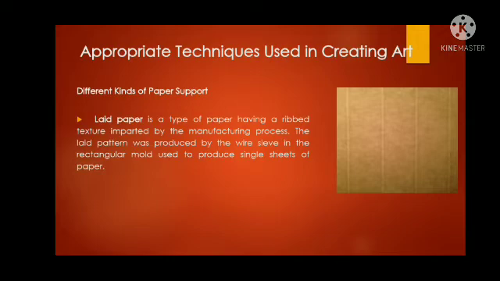Let us now discuss the different kinds of paper support. The first one we have is laid paper. Laid paper is a type of paper having a ribbed texture imparted by the manufacturing process. Laid paper was produced by the wire sieve in the rectangular mold used to produce single sheets of paper. In addition to this, laid paper is still used, especially by artists, as a support for charcoal drawings, and is also often used when a special antique-looking finish is desired.